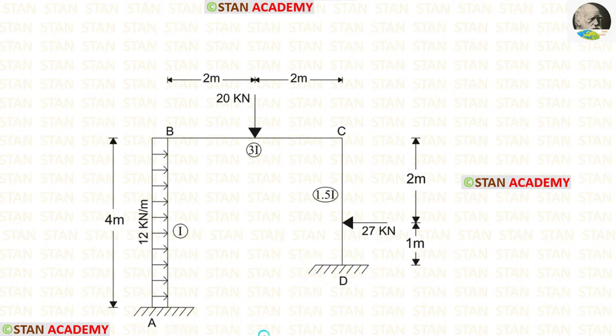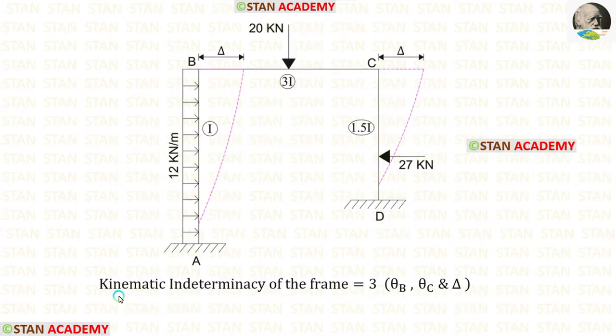This frame is a sway type frame because the columns AB and CD have different lengths. Now let us find the kinematic indeterminacy of the frame. In the joint B, there is slope theta B. In the joint C also, there is slope theta C.